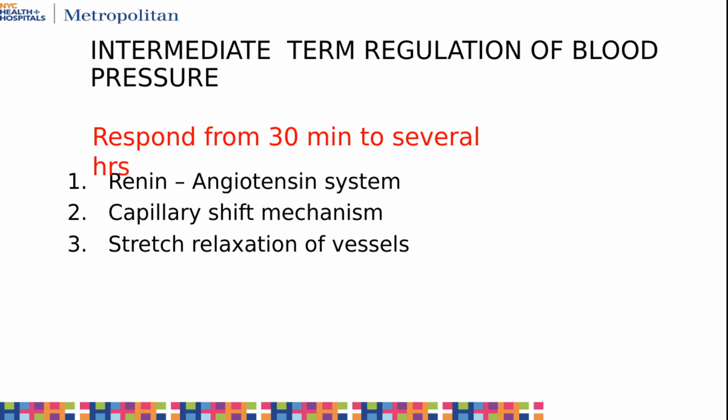Once we move beyond the first seconds and minutes, the body starts using intermediate-term mechanisms. These include the renin-angiotensin system, capillary shift, and stretch relaxation of vessels. The time frame is from about 30 minutes to several hours. That matters because the patient who is still hypotensive after the initial reflex compensation is no longer just dealing with a fast autonomic issue. The circulation is beginning to move fluid, alter vascular tone, and adjust blood volume distribution. So clinically, if the early reflexes are not enough, you're moving into the territory where fluid balance and endocrine responses start to matter more. The body is still compensating, but it is doing so on a slower timescale.